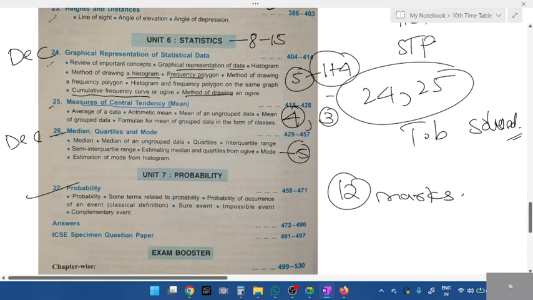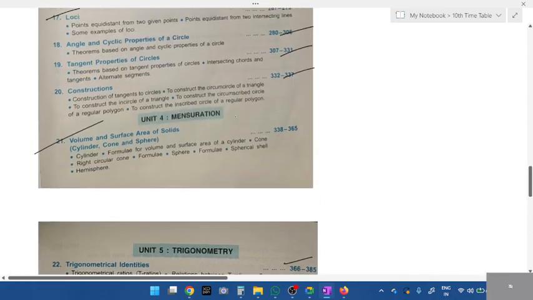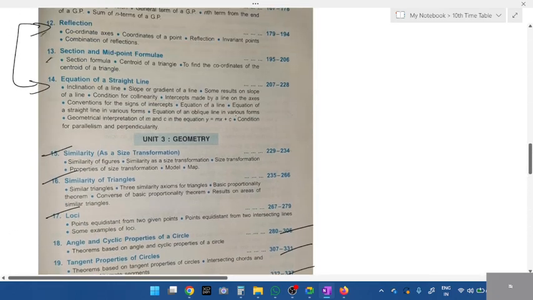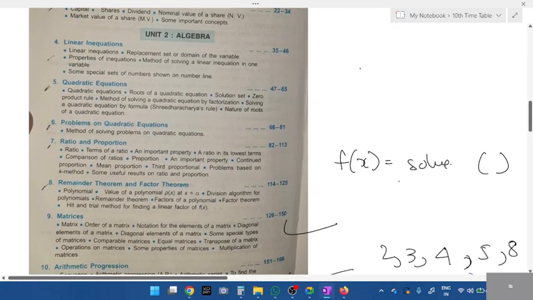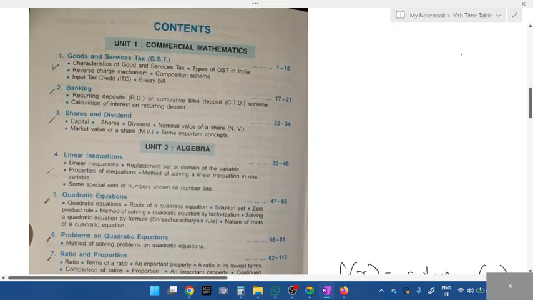And probability. So 1, 2, 3, 4, 5, 6, 7, 8, 9, 10, 11, 12. A 12 chapters test, I'll give it on Thursday. Okay, Thursday I'll give, Friday, and Saturday we'll start a new chapter. Saturday or Friday we'll start reflection.